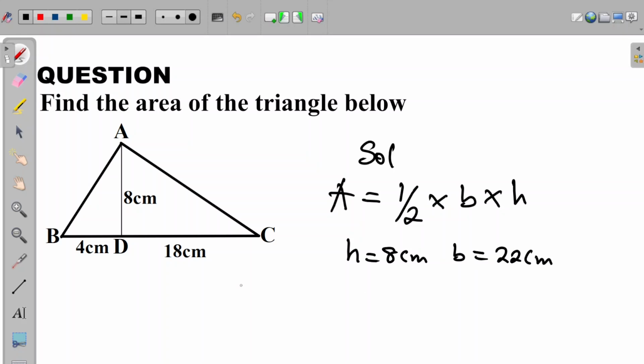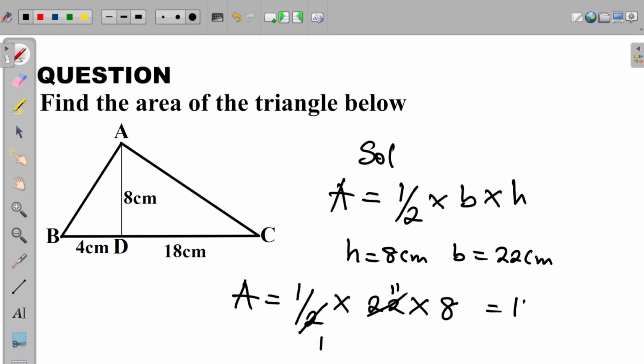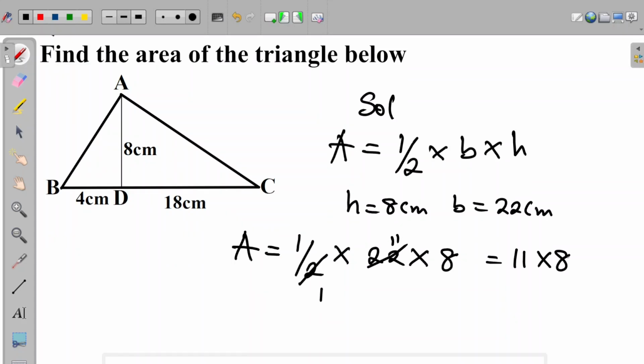So if we substitute, the area of the triangle becomes 1 divided by 2 multiplied by 22 multiplied by 8. First, 2 divided by itself is 1. 22 divided by 2 is 11. So this becomes 11 times 8. So therefore, the area of the triangle becomes 88 cm squared.